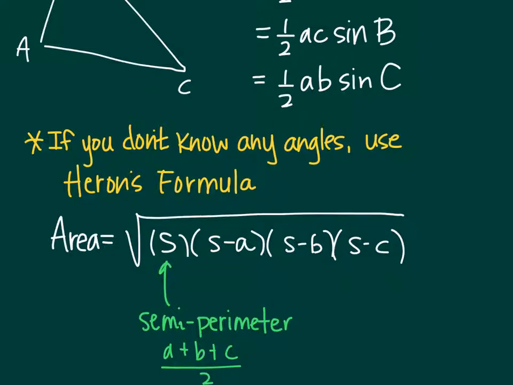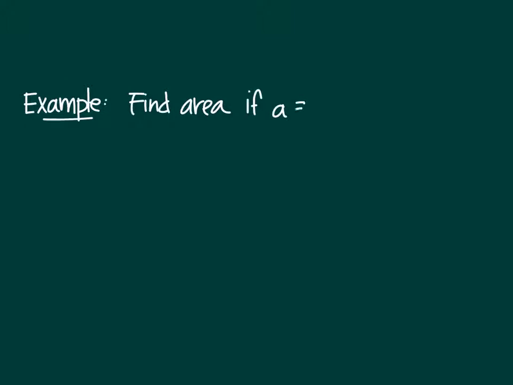And you just pick which one based on what you have. All right, so here's our first example. Find the area if A equals 43, B equals 53, C equals 72.